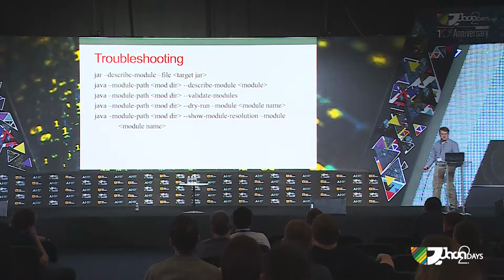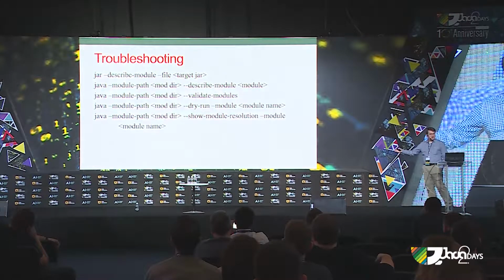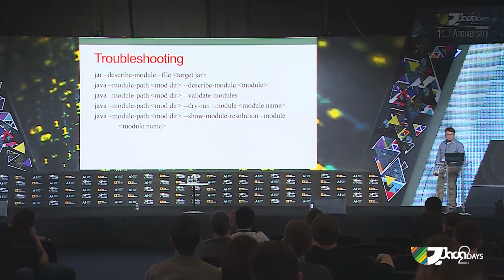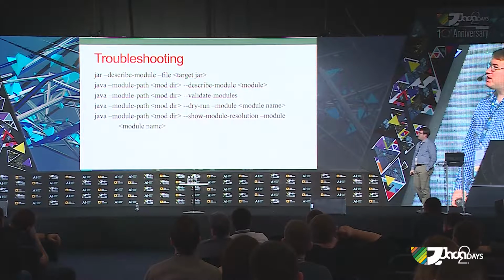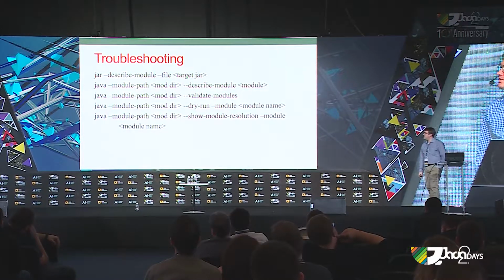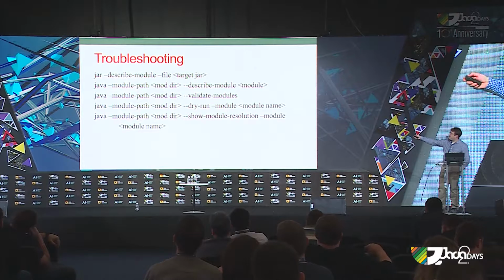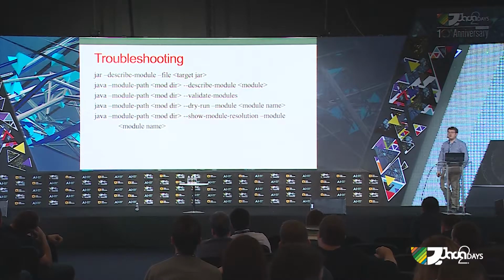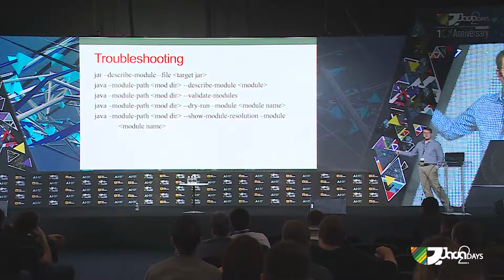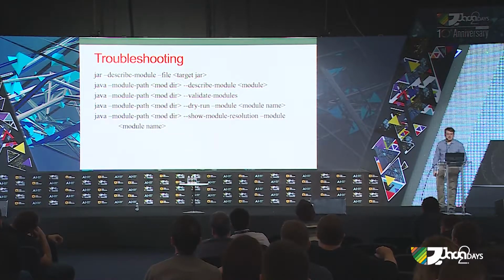Now, for troubleshooting problems, very often you'll run into problems with modularization, trying to understand why things aren't working, why you're getting errors, and there are several different commands that you have for actually troubleshooting it. So you can describe the module and pass in a file in the jar file. You can do a dry run. You can have it show you how it's going to do module resolution. So you've got several different options. These are your friends for figuring out why or if something is not running correctly.